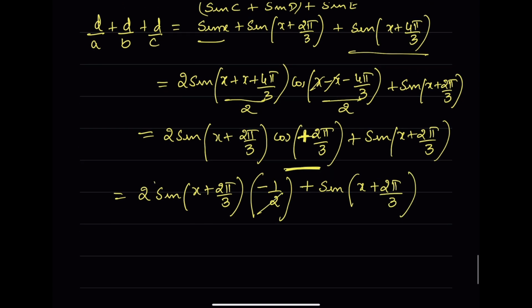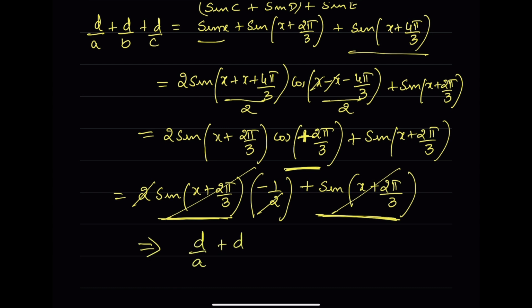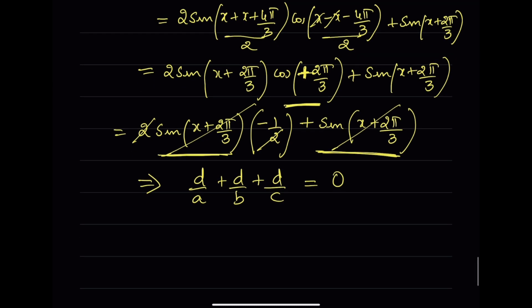So we can cancel the 2 here. So this will be minus sin of x plus 2 pi by 3 plus sin of x plus 2 pi by 3. So we can cancel this because there is a negative sign here. So the answer we would get is d by a plus d by b plus d by c is equal to 0.